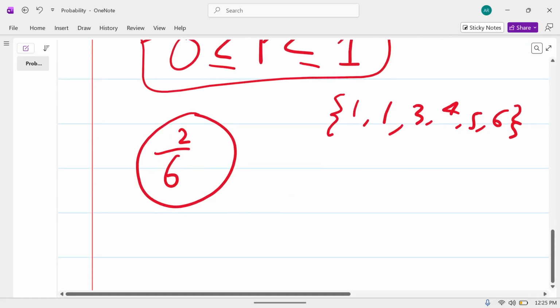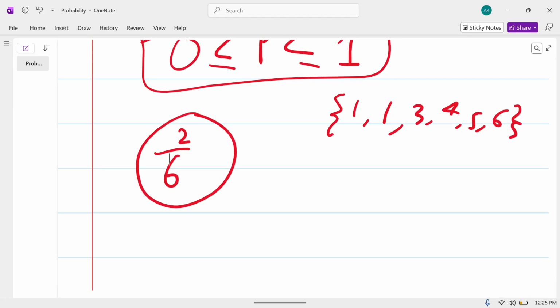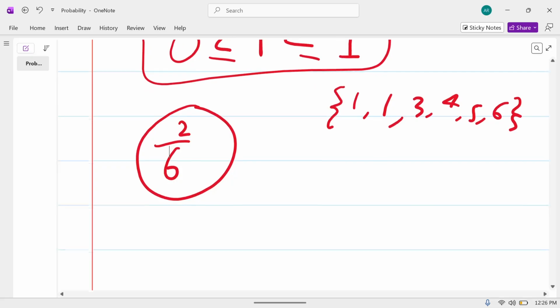Now, what if the examiner asks you, what is the probability that the dice is not going to land on a 1, right? So it's kind of like the complement. So now look, the event here, the probability of which we are going to find, is that the dice can land on literally any number other than 1, right?